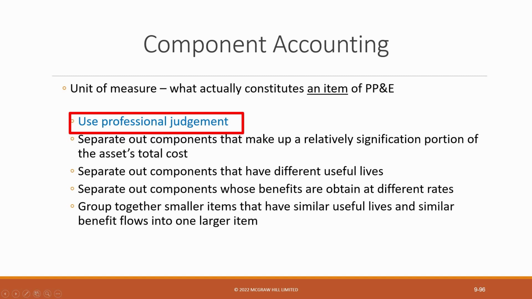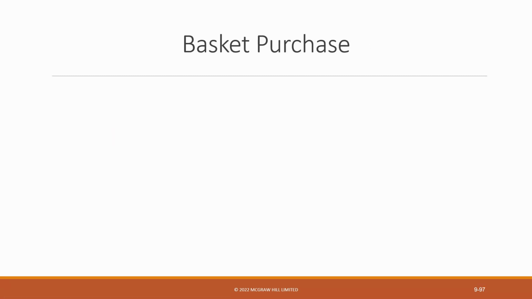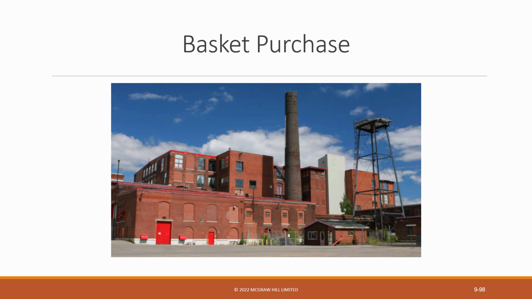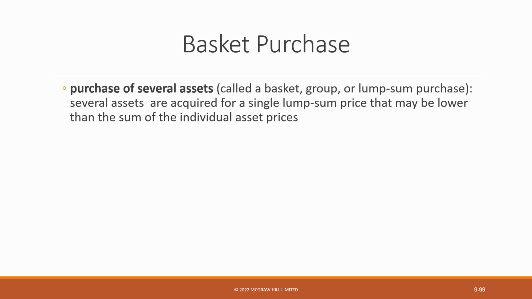This then leads us to a related concept of a basket purchase. A basket purchase, also called a lump sum purchase, is where assets are purchased as a group at a price which is less than if each of the assets within the group were purchased separately. The price is lower to encourage the sale. For example, an empty factory with the land, building, equipment, and the remaining inventory are sold together. Keep in mind that due to component accounting, the single purchase price must be allocated to each of the items of property, plant, and equipment.